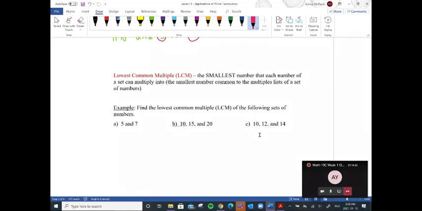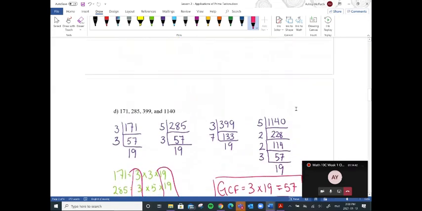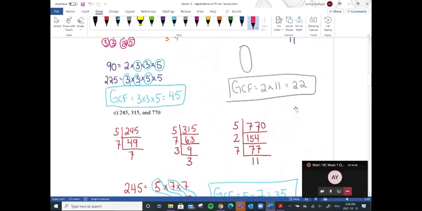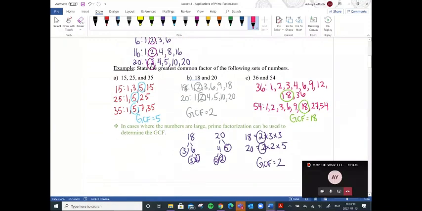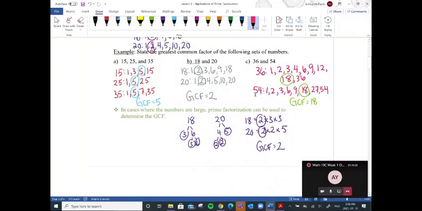So remember the difference between a factor and a multiple. A factor of a number is always a number smaller than or equal to that number. If I go back up here, we actually listed off all the factors of 18 and 20, and all the numbers are smaller than or equal to our given number. Multiples, on the other hand, are the exact opposite. Factors are all numbers that can divide out of a number. Multiples are all numbers a number can multiply into.